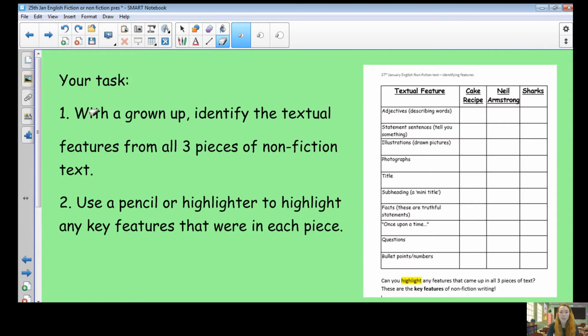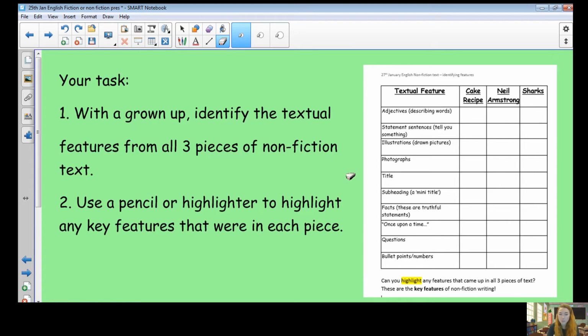Your task then with a grown-up is to identify the textual features from all three pieces of non-fiction text. You will need to read through them very slowly, and it might take a while for this piece of work. If this is really, really tricky, the aim is for 2 pieces of work, including the Neil Armstrong piece, okay? Whichever one interests the child. Other than this one, you can choose to do that. If you want to do all 3, then that is awesome.